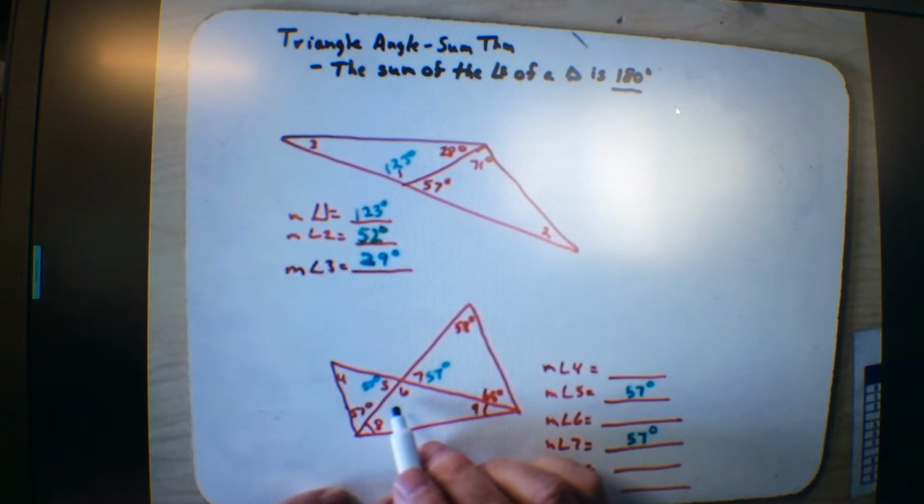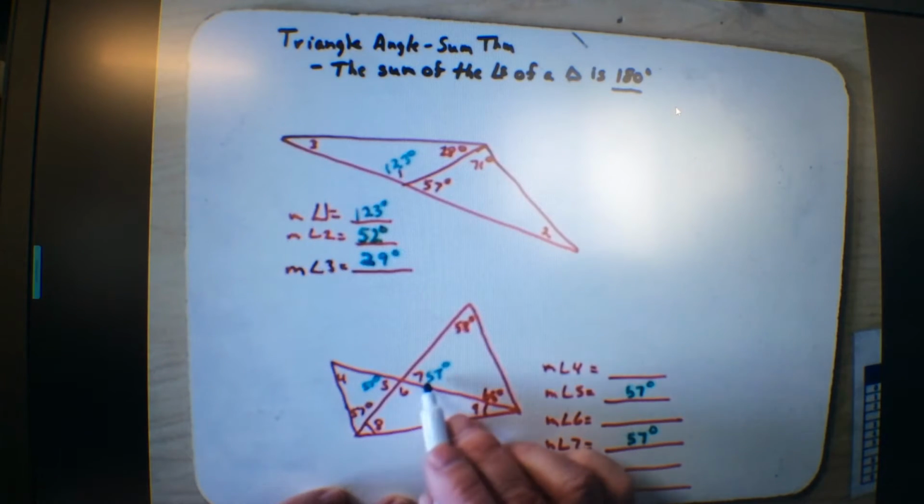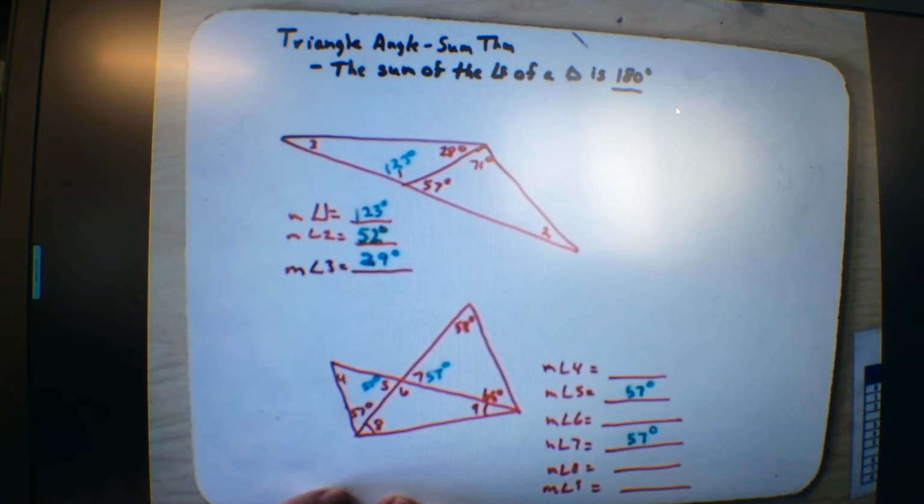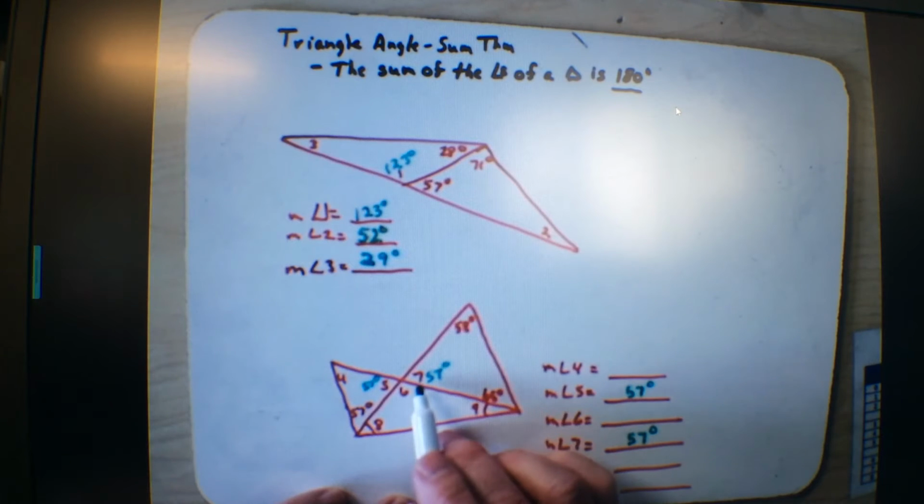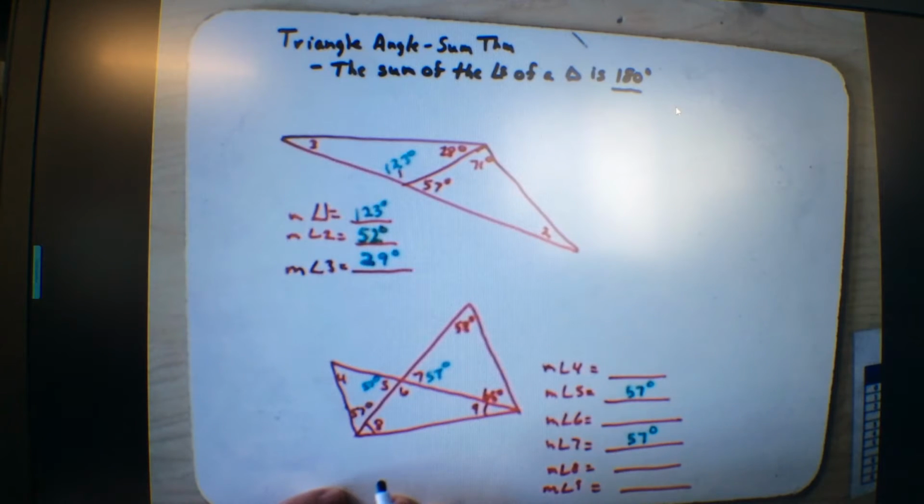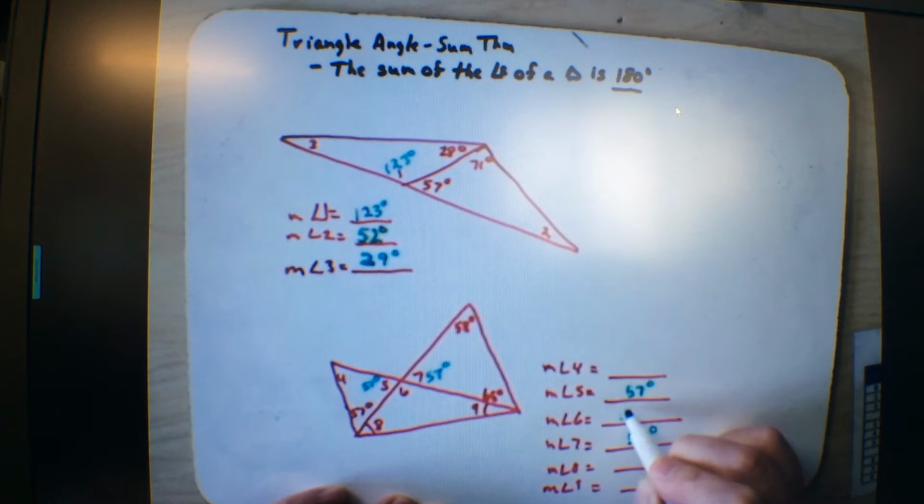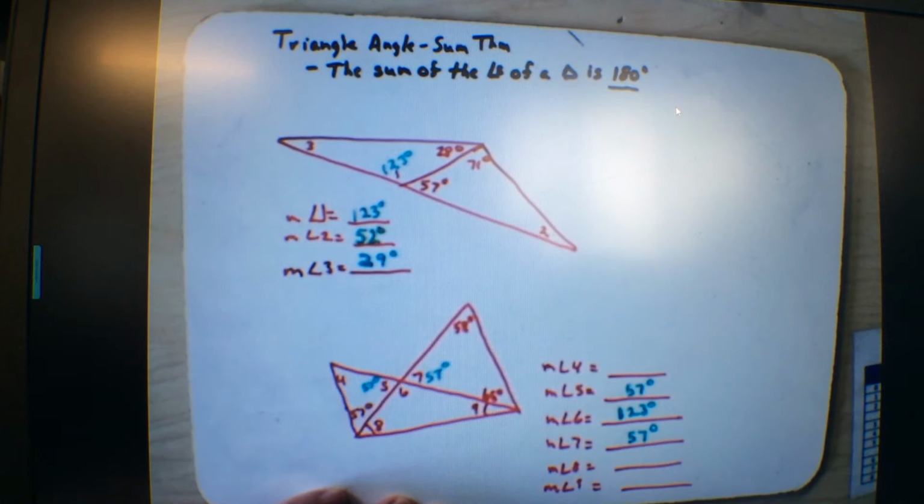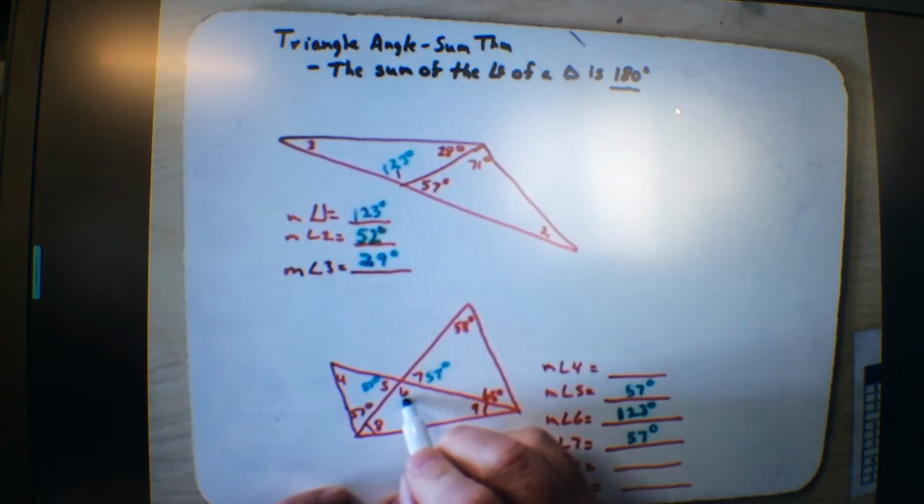Okay. And then how big is 6? Can I take 180 and subtract 7, I should say? How big is 180 minus 57? 123. So angle 6 is 123, correct? All right. So we have 123 here.